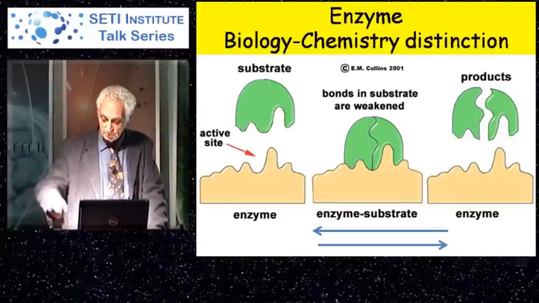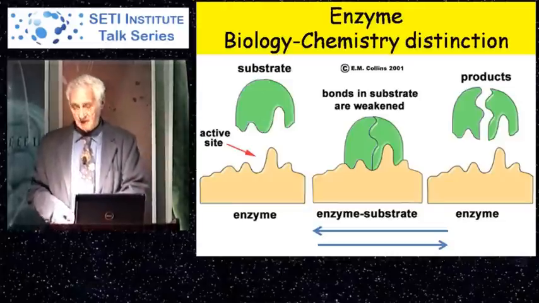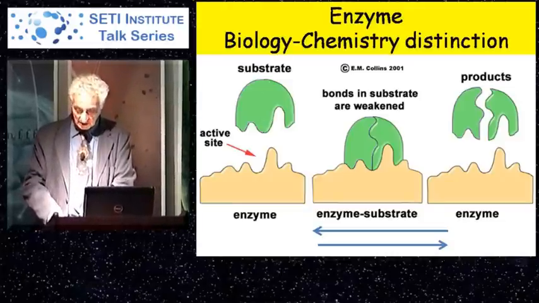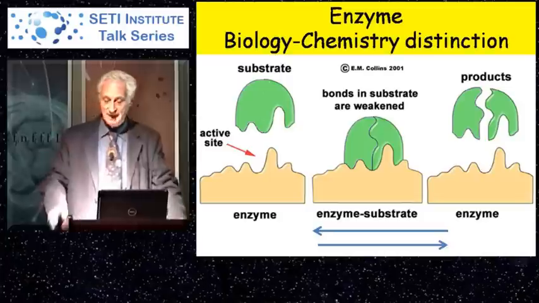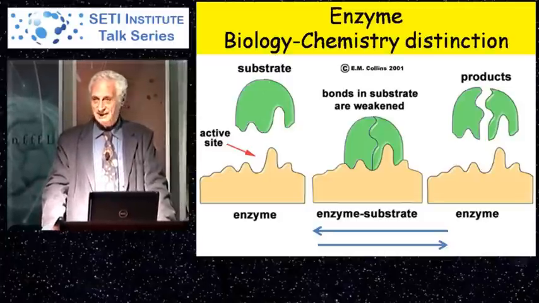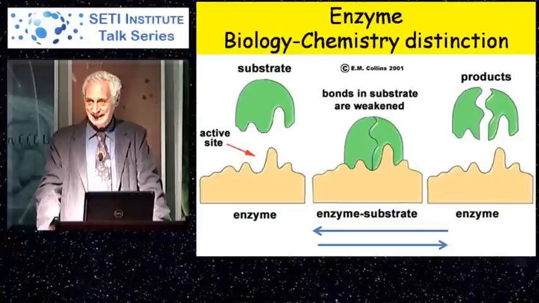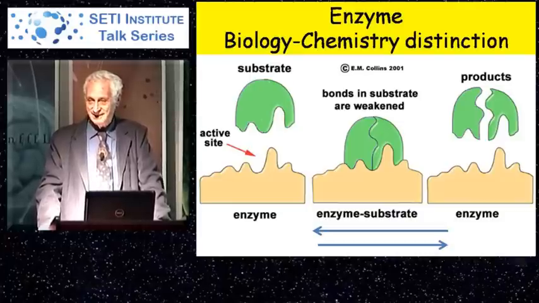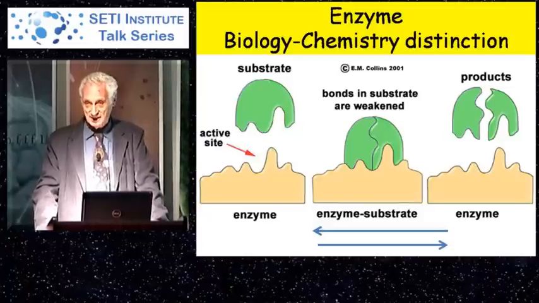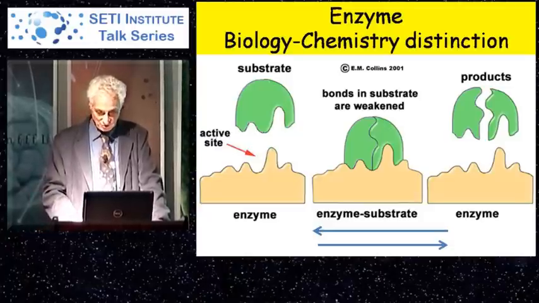The problem for this in the origin of life is that although the complicated carbon compounds are there, you haven't got the enzymes. You haven't got anything that can recognize a shape. And this presents a huge difficulty for the development of carbon chemistry.